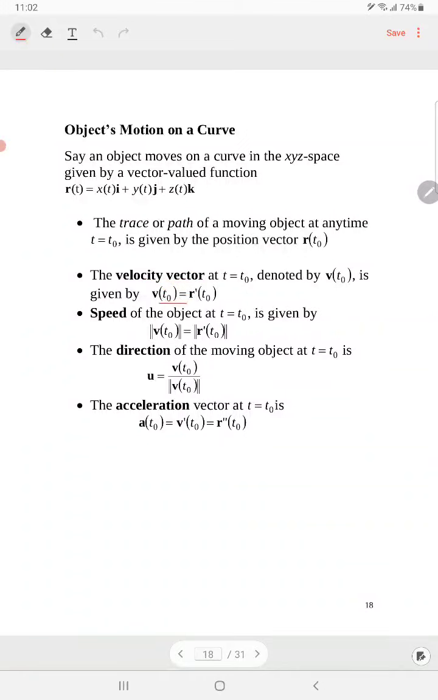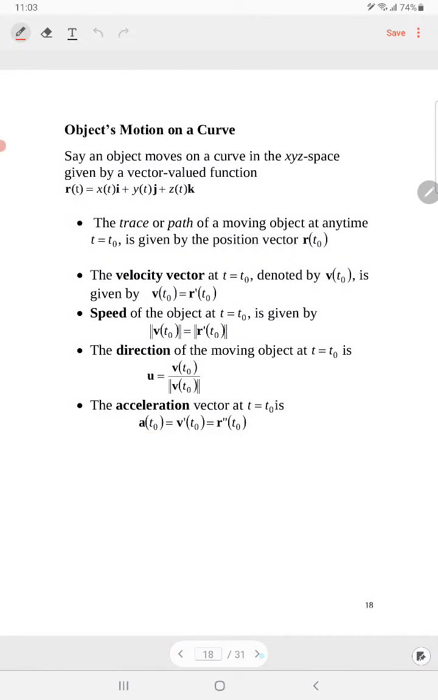Next term is the velocity vector. The velocity vector is denoted by v(t), and it is equal to r prime. The speed of the object is given by the magnitude of the velocity, or the magnitude of r prime. The direction of the moving object, in unit vector, would be equal to velocity divided by magnitude of the velocity. The acceleration vector at t equals t naught, for which we use a, is equal to v prime or r double prime.